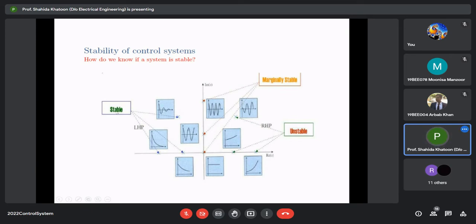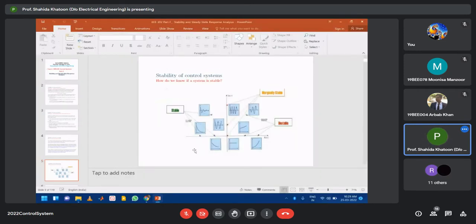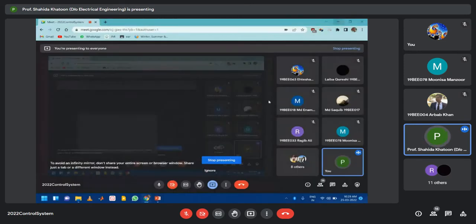So this is a graphical representation of a stable, unstable, and marginally stable system. You can draw this diagram in your notebook. This is a very important, very good diagram, so I want you to note it down in your notebook.